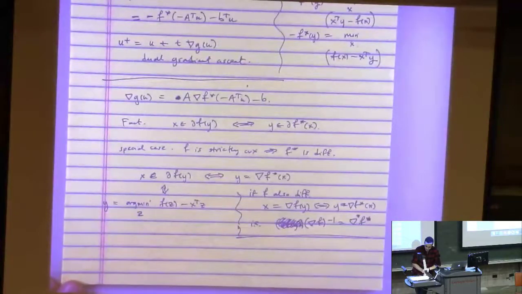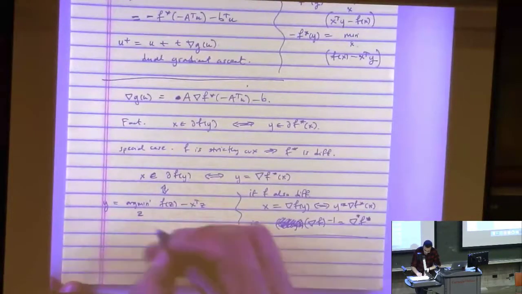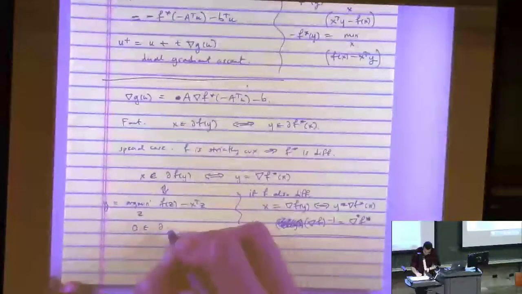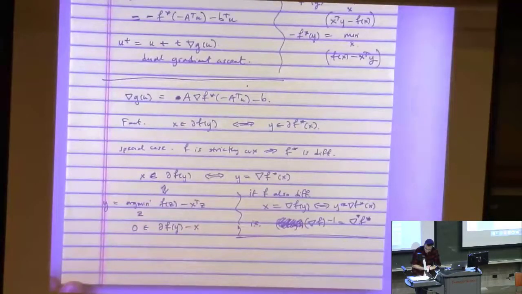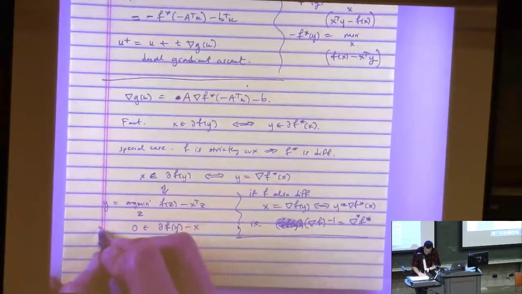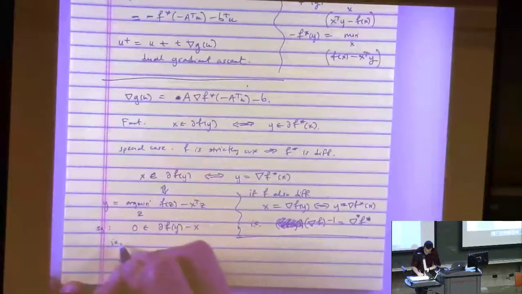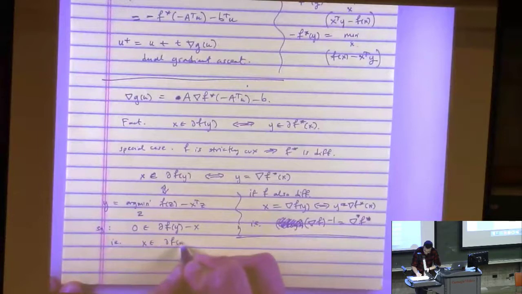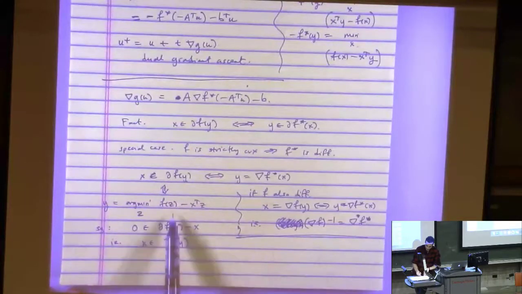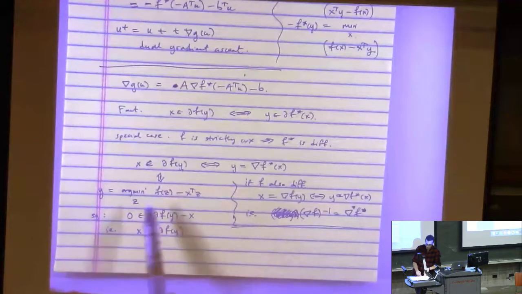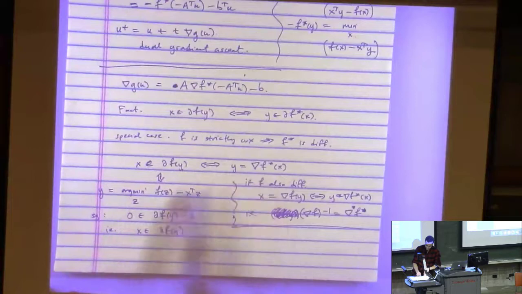So let's just do subgradient optimality here. If I take a subgradient with respect to z, and I know the minimizer is y, I get that 0 must be in the subgradient of f at y minus x. This is subgradient optimality, which is the same thing as saying that x must be in the subgradient of f at y. Okay, so this is equivalent to this, and this statement is equivalent to having a gradient of our f star.